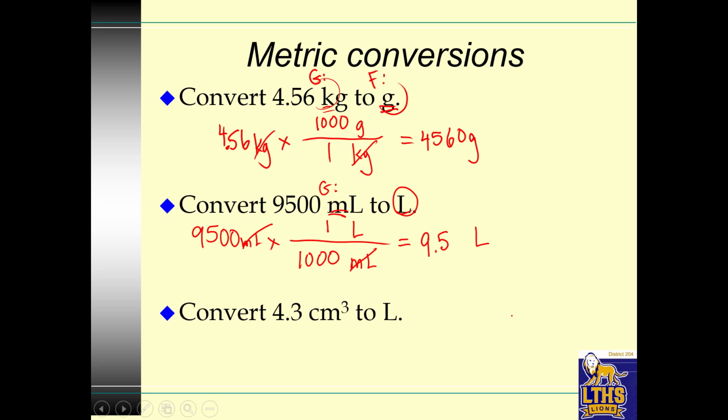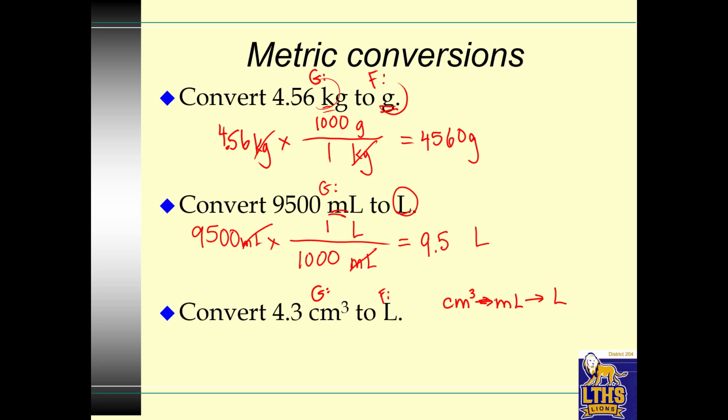Okay, what about this? 4.3 centimeters cubed to liters. Liters is a volume, and so is centimeters cubed, but there's not a direct relationship between centimeters cubed and liters. This is what I'm given, and this is what I'm trying to find. So I'm going to have to change my centimeters cubed into a direct relationship, which is milliliters, and then I can change milliliters into liters.